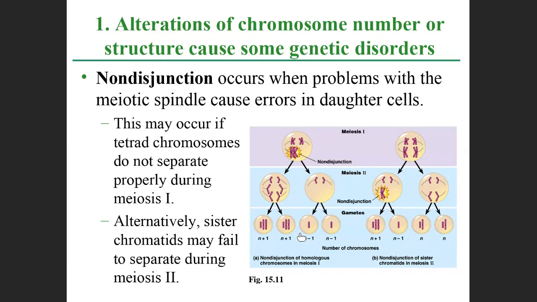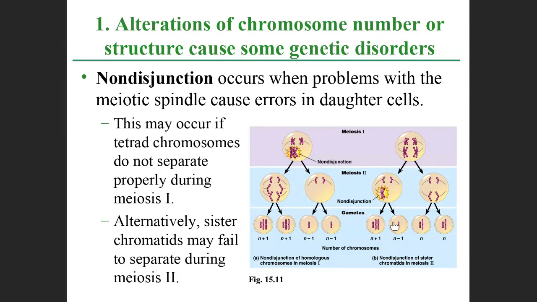Another situation can happen in meiosis 2, where the sister chromatids normally split and end up in different daughter cells, but one of the pairs of sister chromatids does not split and ends up in a gamete, also producing a gamete that has an extra chromosome, and there'll be one that's missing a chromosome. And so again, if these gametes are the ones that are fertilized or used to fertilize an egg, that zygote or that embryo is not going to survive.